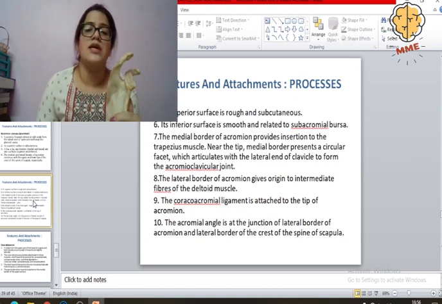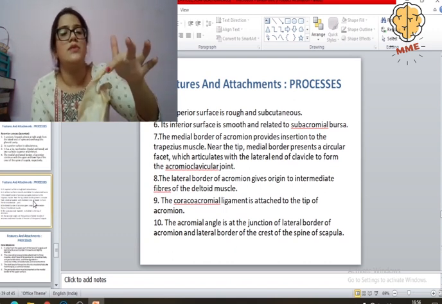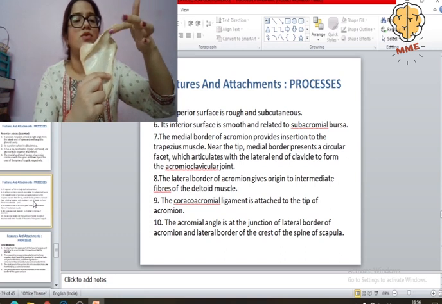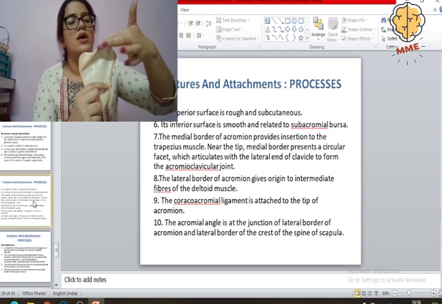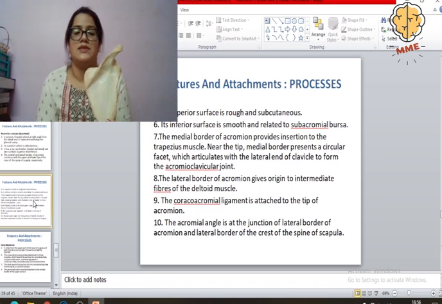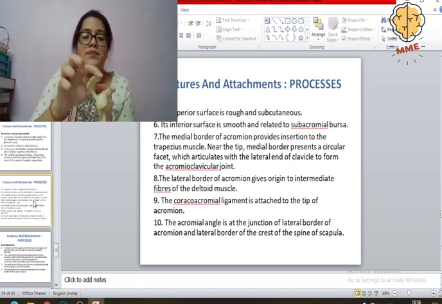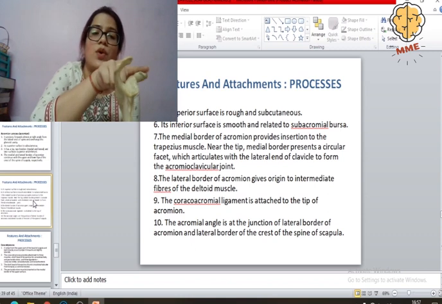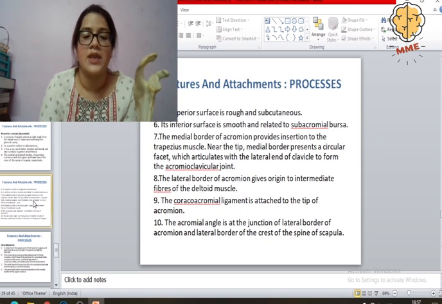The lateral border of the acromion gives origin to the intermediate fibers of the deltoid muscle. This lateral border is just continuous with the crest. You can see this lip of the crest, it is continuous. So it would attach the intermediate fibers of the deltoid muscle. The coracoacromial ligament is attached to this tip. This ligament is between the coracoid process and the acromion process, that's why it is the coracoacromial ligament. The acromial angle is at the junction of the lateral border of the acromion and the lateral border of the crest of the spine of the scapula.